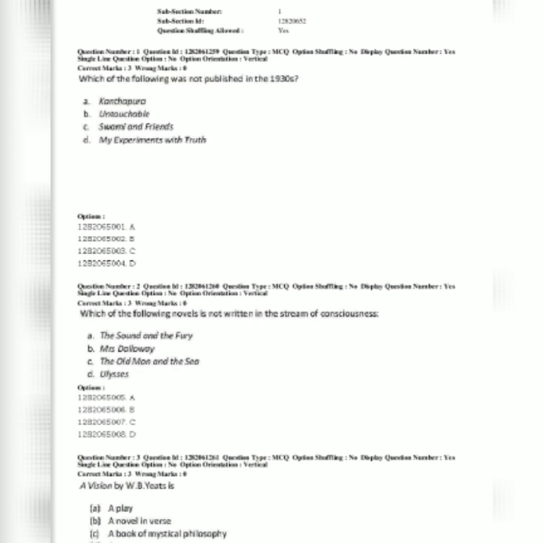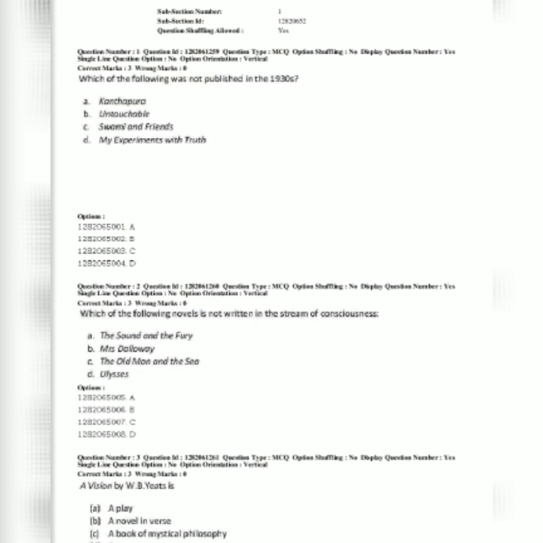Now if you look at question number one, what they've asked is which of the following was not published in the 1930s. So this is question number one in the objective part. Now these are MCQs. The right answer is right in front of you. You only need to pinpoint it. The first three works, Kanthapura, Untouchable, Swami and Friends, are from three great writers who established English in India, who wrote in English in India.